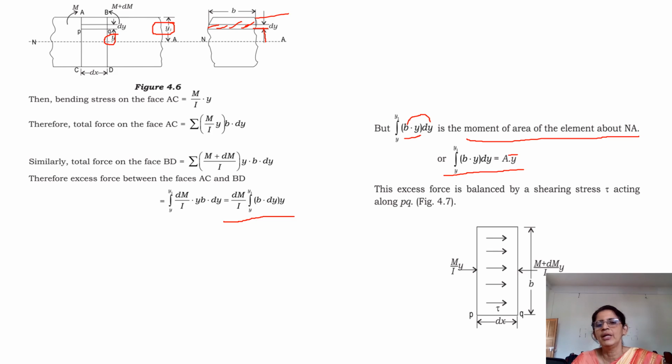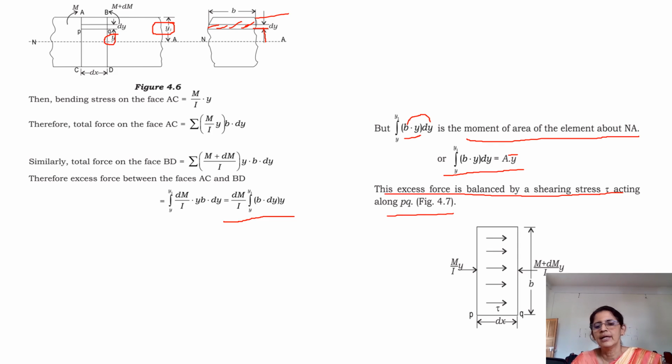So you normally use y bar as the distance of the center of gravity from a particular reference. So I am just rewriting this: b into dy is the area, and y I have taken as y bar if you are taking the total area. This excess force which we have found out is balanced by a shearing stress tau acting along PQ.